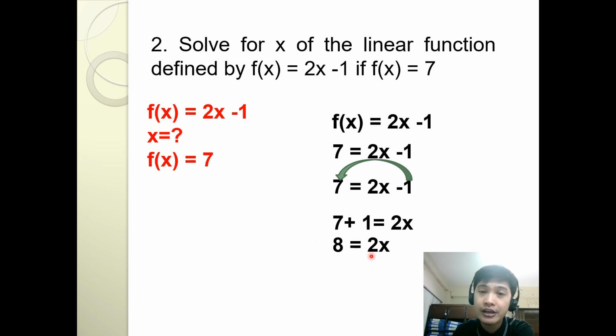But then, since we are just asked to solve for the value of x, i-divide natin bawat isang term kay 2, kasi merong 2. Kailangan natin ito ma-remove by dividing each term by 2. So, 8 divided by 2 is equal to 2x divided by 2. Ika-cancel yung 2. Ang value ngayon ng ating x ay 4. So, for number 2, our x is equal to 4 for the function f of x equals 2x minus 1 given that f of x is equal to 7.